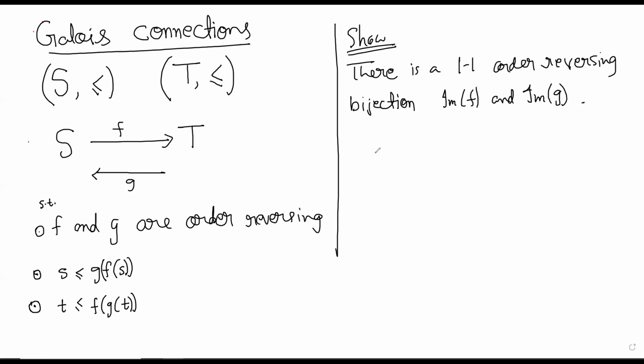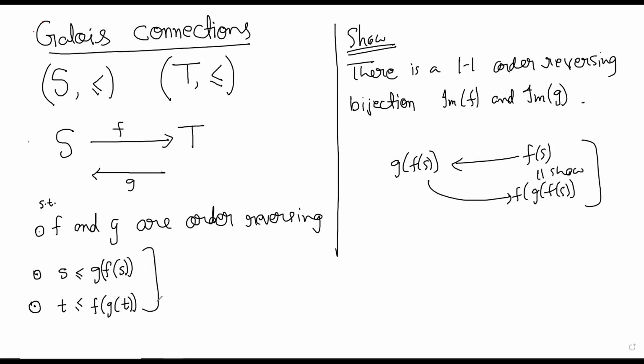As Aryan was suggesting, basically what you do is take something in the image. So you take f of s, maybe I'll write it this side. F of s, and then you send it to g of f of s, and then again when you send it to f of g of f of s, you just show that it is equal, which just follows from these two things. Is it fine? It just follows directly, and that's what you were suggesting.